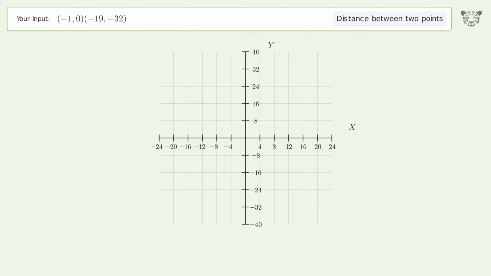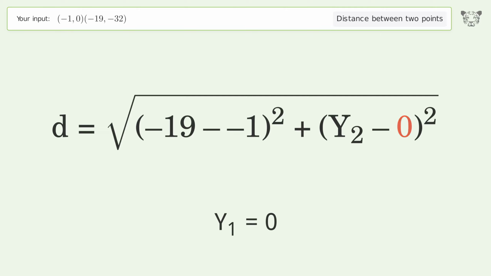x1 equals -1. x2 equals -19. y1 equals 0. y2 equals -32.